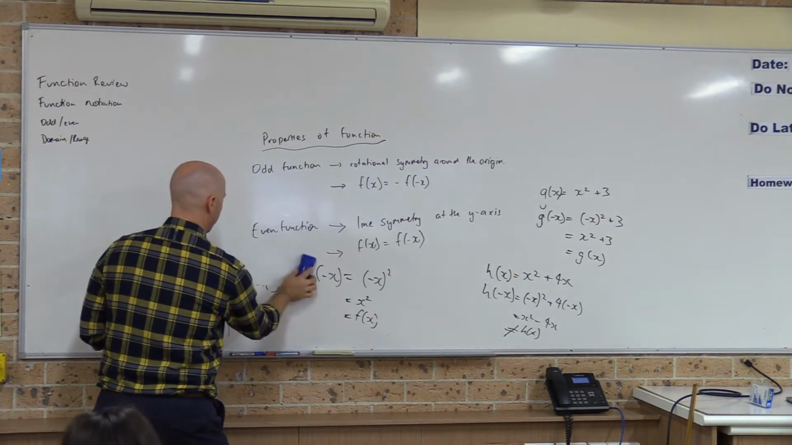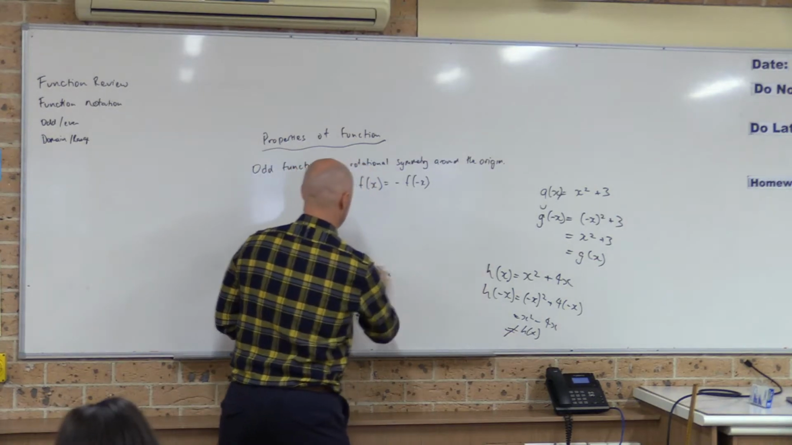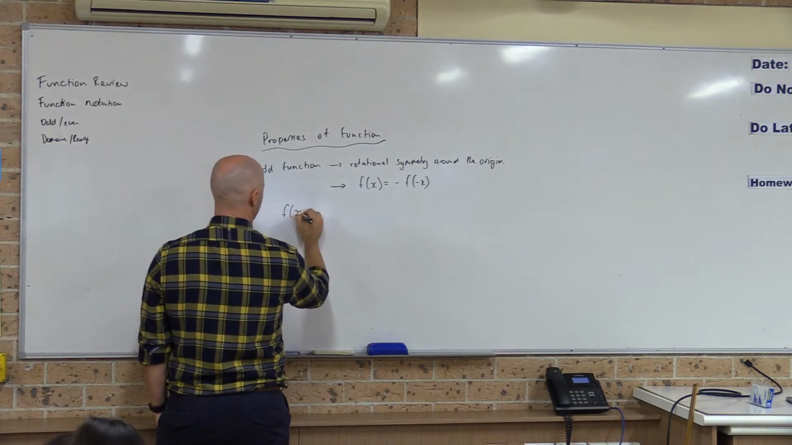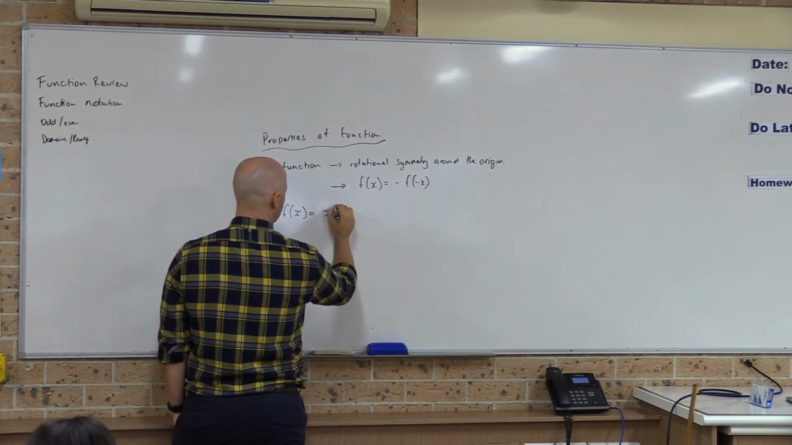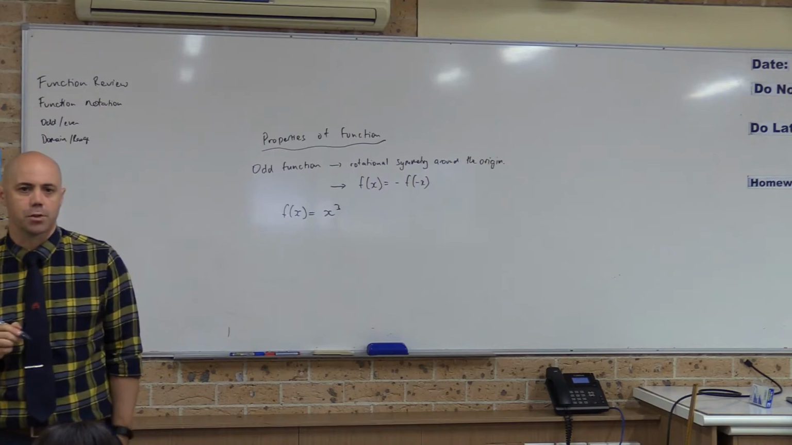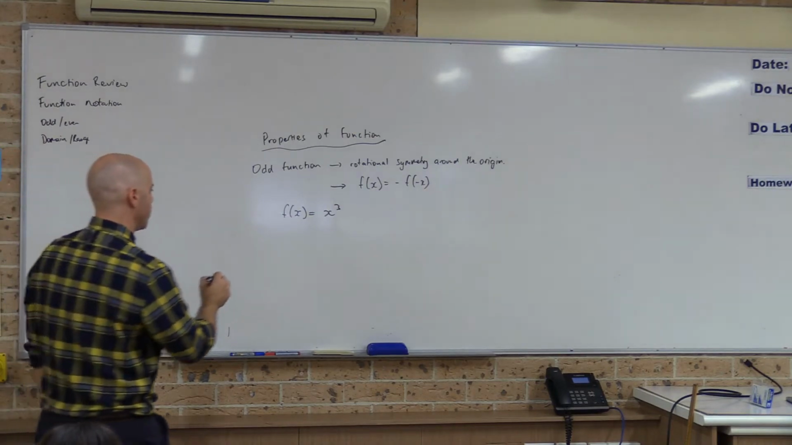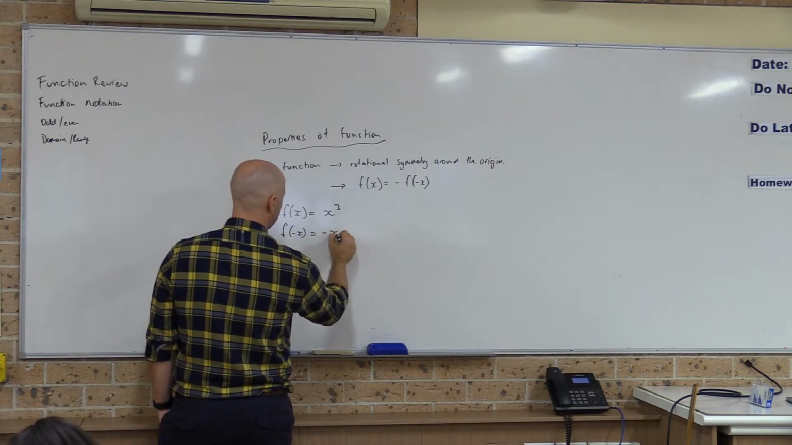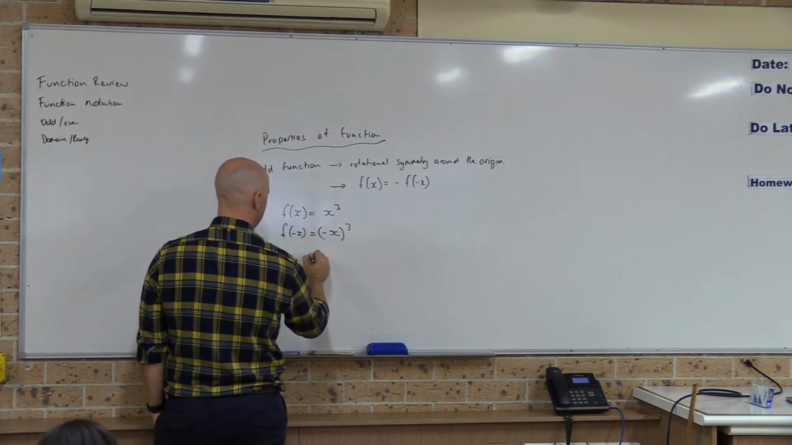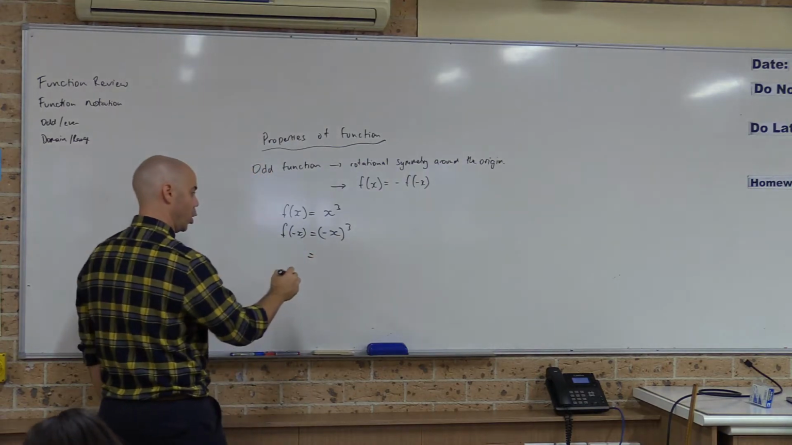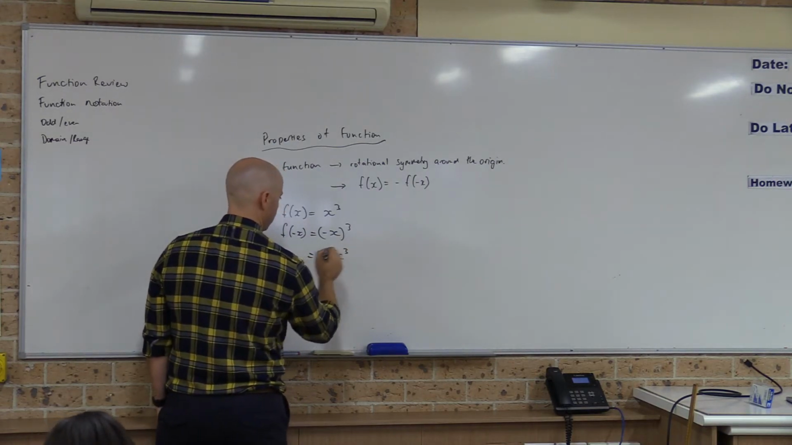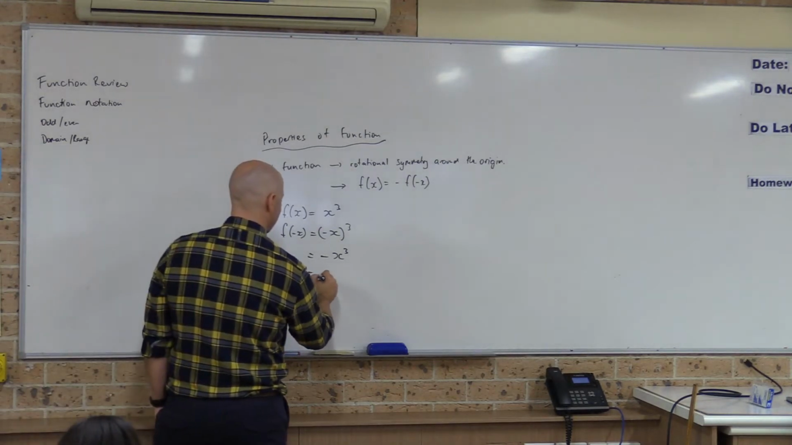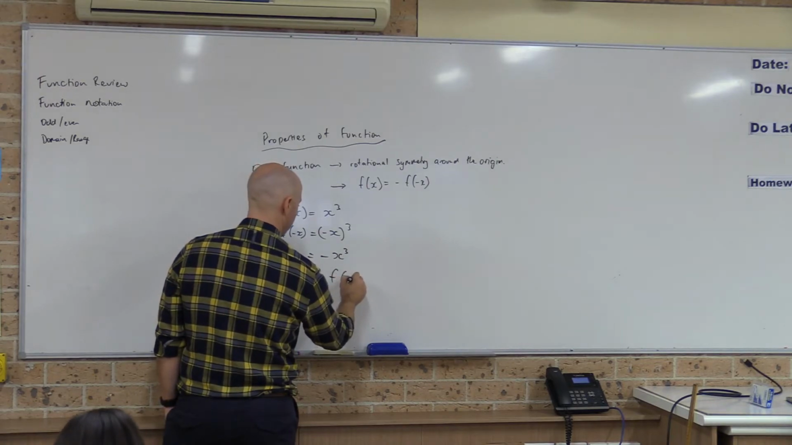We do the same then for our odd function. I'm going to move this out of the way. And so let's have a look at f of x equals x cubed. F of x is x cubed. What is f of negative x? Well, I'm just putting in negative x wherever there was an x previously, and that equals negative x cubed, which is negative of x cubed, okay? Which is negative of the function.